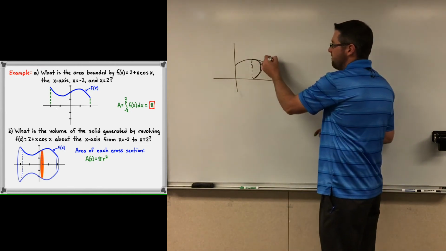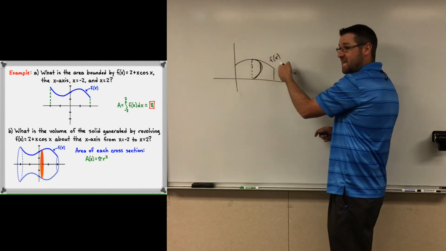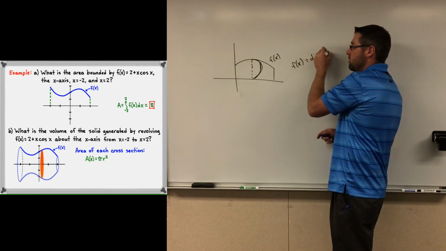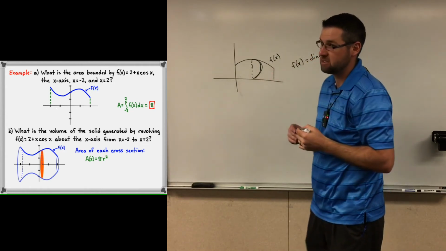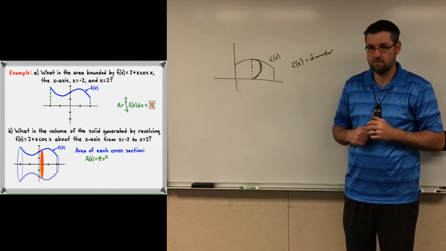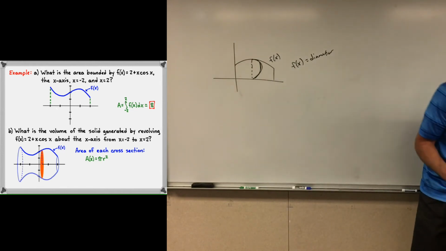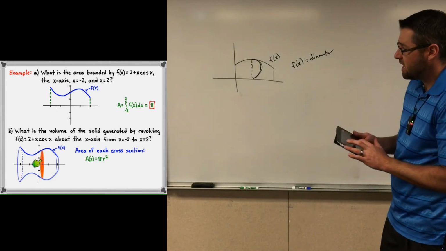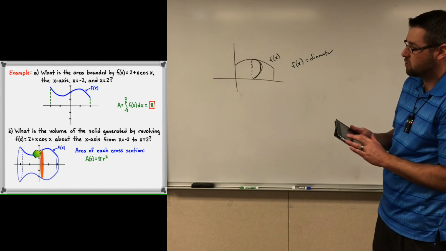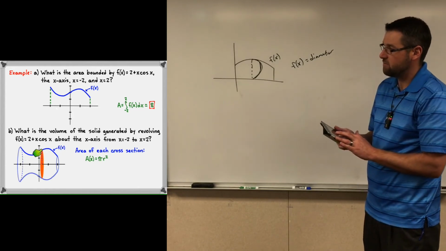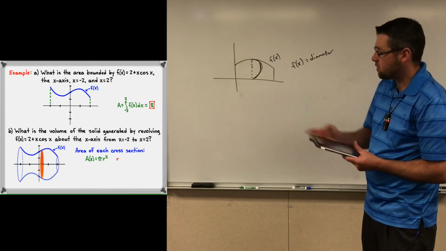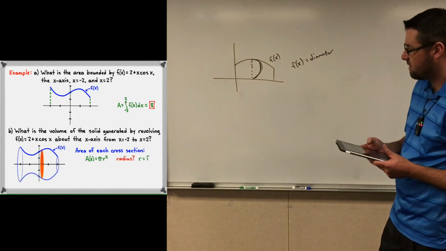So this was f of x, right? In this case, f of x was the diameter. What does f of x represent in this case? It's the radius. You get what I'm saying there? In this case, the distance from the center of rotation, the x-axis, to the function, that is the radius of each circle. Are we okay with that? Okay. So then I can replace r with f of x. The radius is f of x.